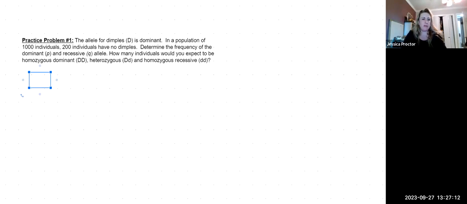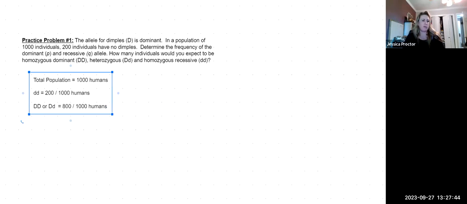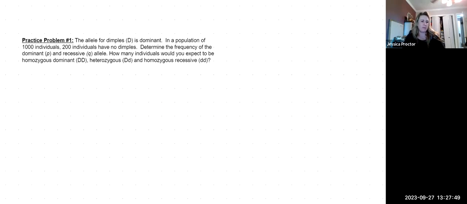So we've got a total population of 1,000 humans. And then homozygous recessive, so little d, is going to be 200 out of 1,000 humans. And that means that the other 800 have to be either homozygous dominant or heterozygous. So 800 out of the 1,000 humans have to be either homozygous dominant or heterozygous. It's just a little summary of the information that's already in your board problem. That's a little strategy I like to use to make word problems easier to understand. At least it helps me.